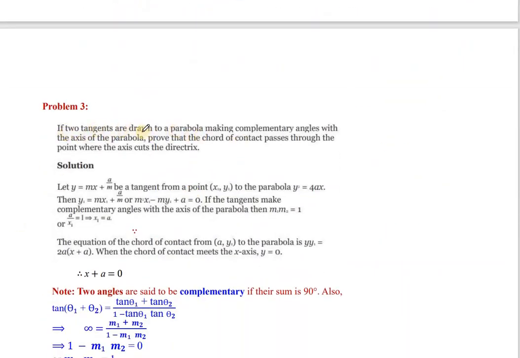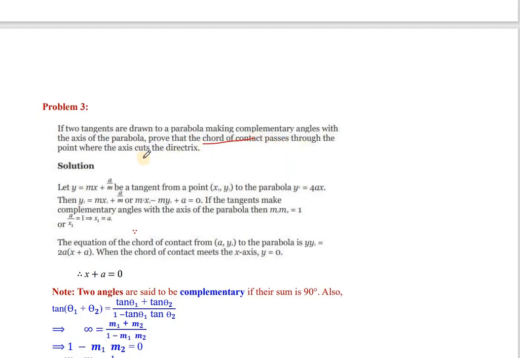So here, if two tangents are drawn to a parabola making complementary angles with the axis of the parabola, prove that the chord of contact passes through the point where the axis cuts the directrix. So at that point you have the chord of contact passing through that point. That is what we are asked to establish.